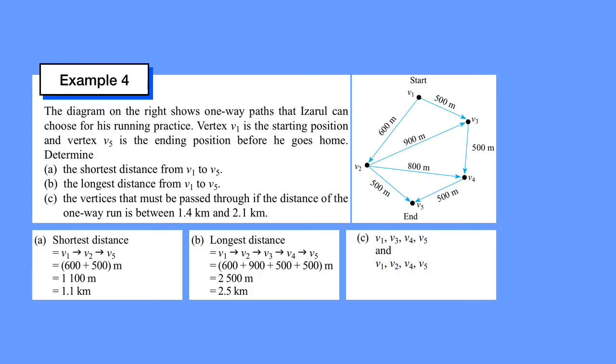For the vertices that must be passed through if the distance of the one-way run is between 1.4 kilometers and 2.1 kilometers, just look at the graph and see which route adds up to a total between 1.4 kilometers and 2.1 kilometers, and that is your answer.